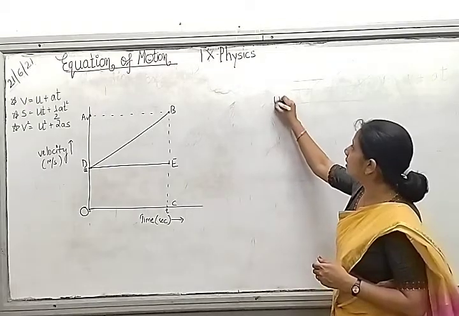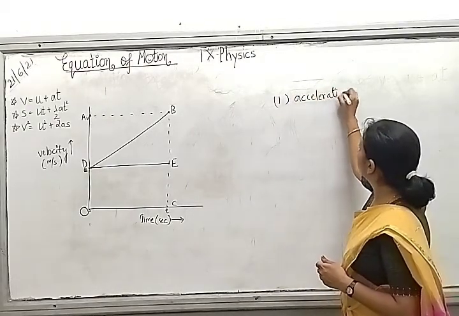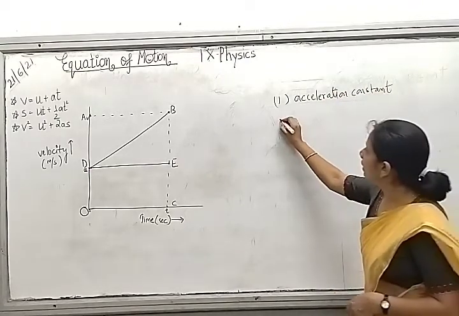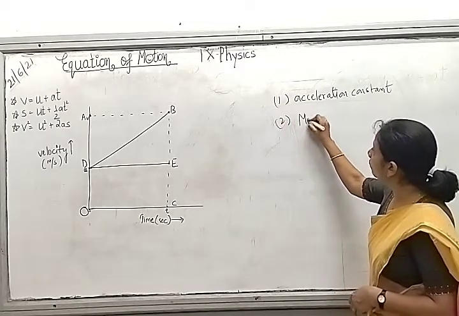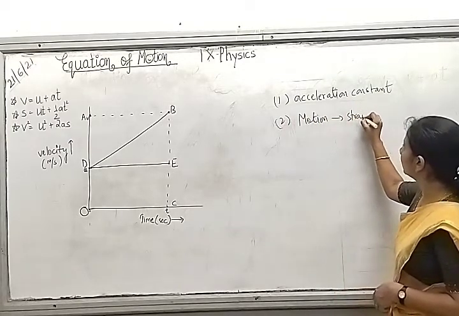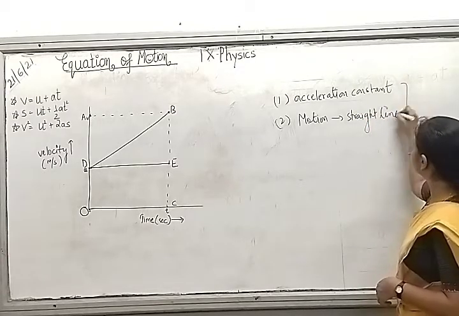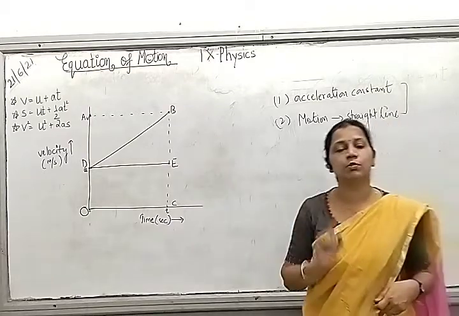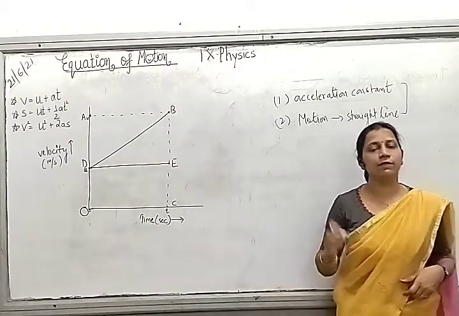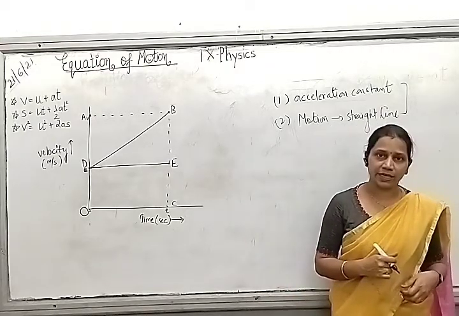First one is that acceleration should be constant, right? And second, motion of the object should be in a straight line. If I summarize these two conditions, I can call them uniformly accelerated motion. That means these equations of motion are only for uniformly accelerated objects. There only you can apply them.